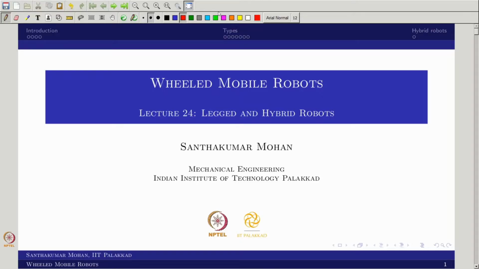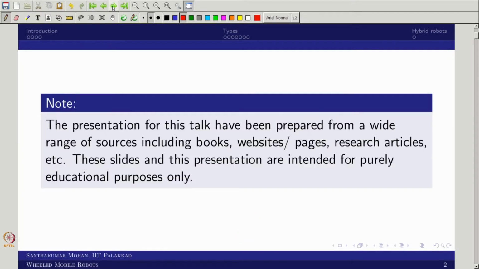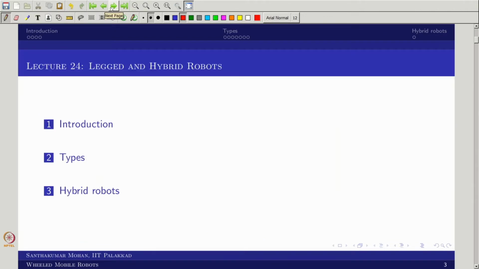In this particular lecture we will see what is a legged robot, very briefly, then what the scenario is, why it is something we call complex, and at the end we will see what a hybrid wheeled and legged robot is, and how it comes. So with that, we will move to the slide, where you can see that we are trying to address what a legged robot is, what the types are, and what a hybrid robot is.